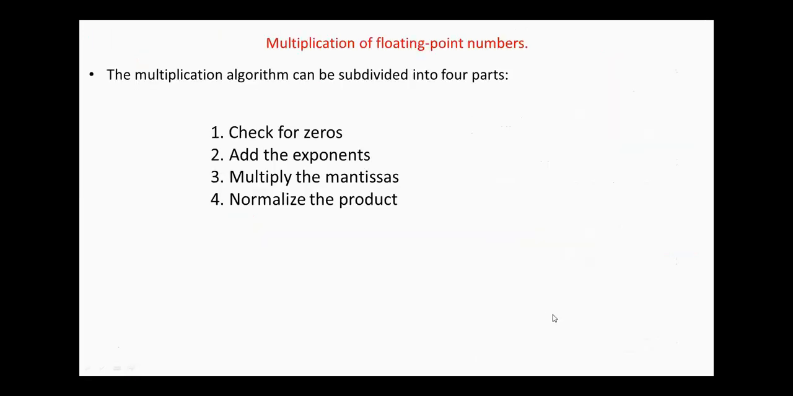Next, multiplication of floating point numbers. The multiplication algorithm can be subdivided into 4 parts: check for zeros, add the exponents, multiply the mantissas, normalize the product. So in multiplication, we multiply the mantissas A and B, and we add the exponents. And in division, we divide the mantissas and subtract the exponents.